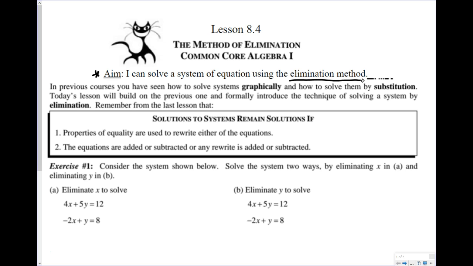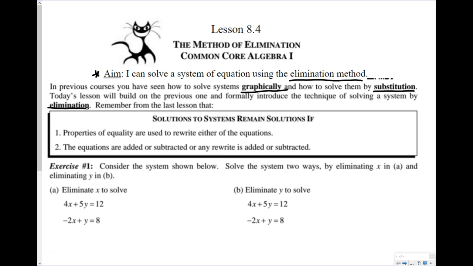So in previous courses, you've seen how to solve systems graphically and how to solve them by substitution. So those are the two methods you've learned so far. Today's lesson will build on the previous one and formally introduce the technique of solving a system by elimination. It's our third and final method.